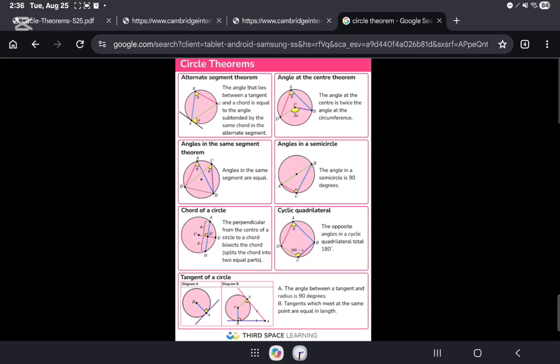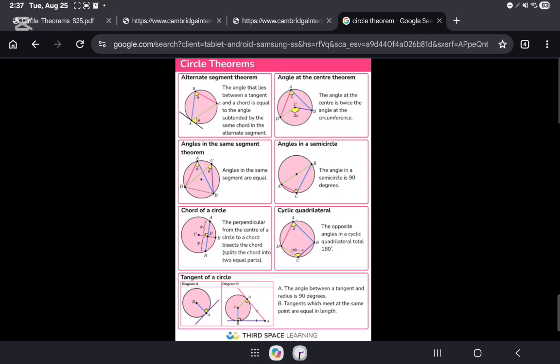The second one is angle at the center. This means that when there is an angle at the circumference, basically this whole thing, but this angle is at the circumference and this is at the center, which is shown by a dot usually. That means it's twice the size.